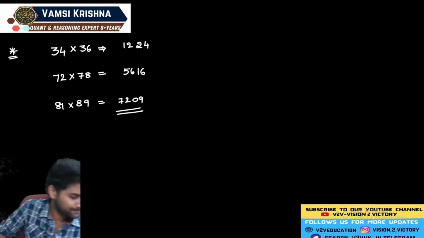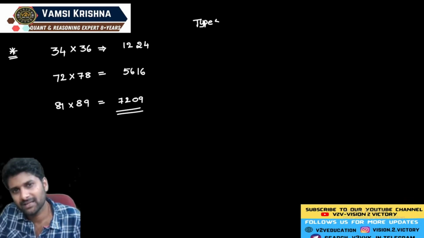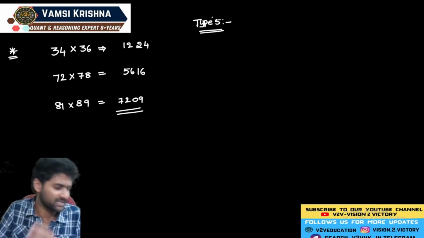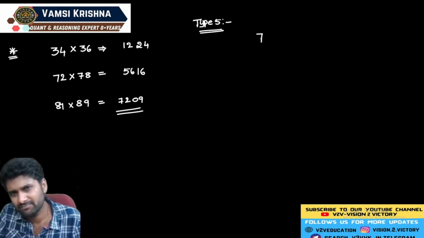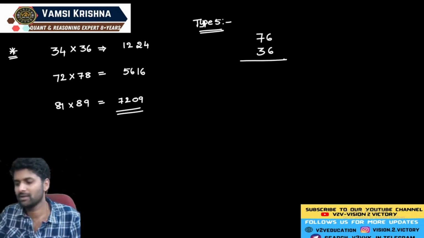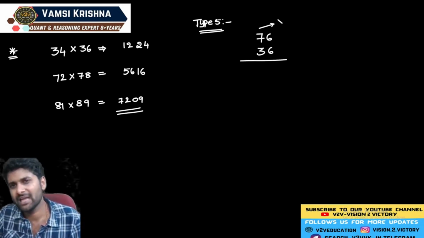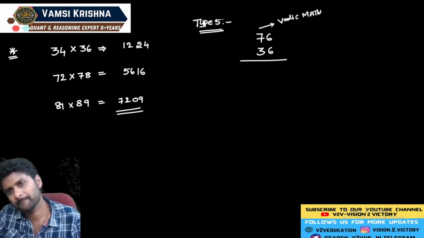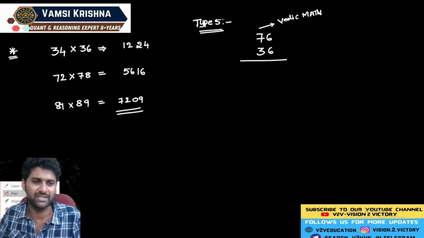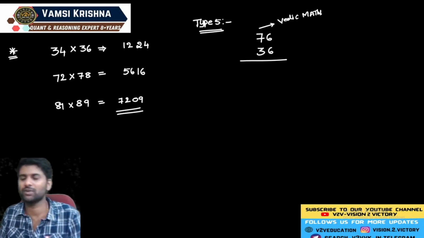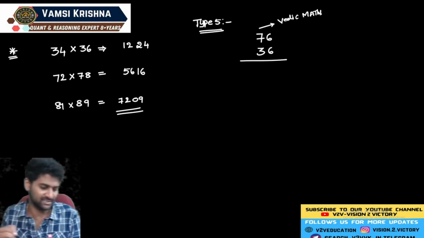Hope it's clear, guys. Now see the type 5 calculations. You need observation, guys, while solving any different multiplications. Now can anyone tell me what is the resultant of 76 multiplied by 36? Just find the resultant with the help of Vedic maths. Go through the calculation. Can anyone tell me what is the resultant of 76 multiplied by 36?